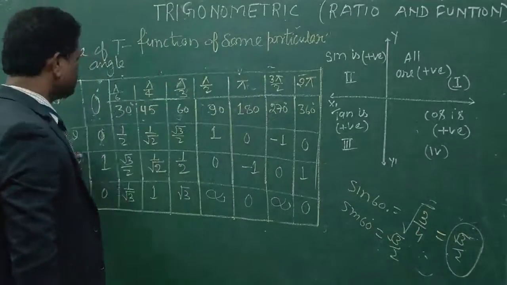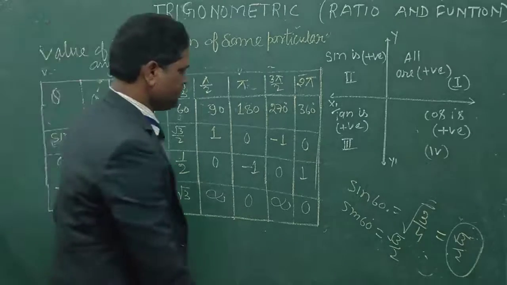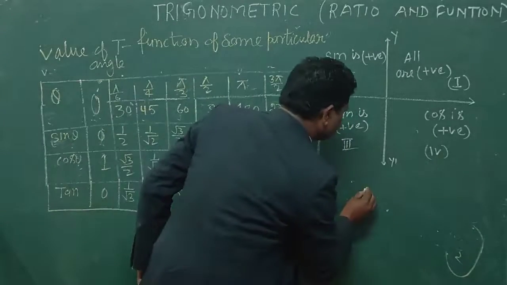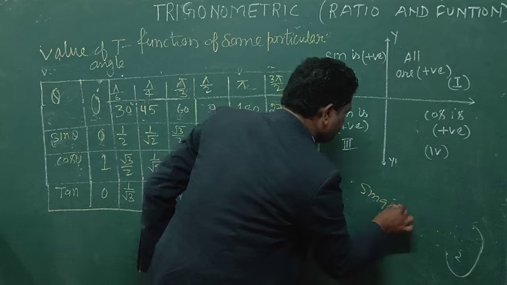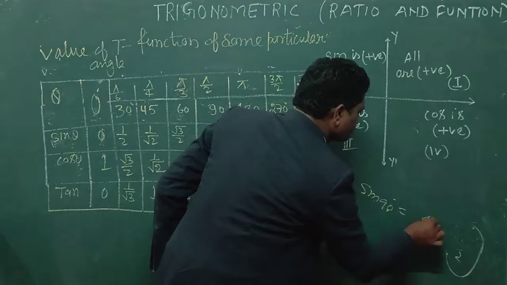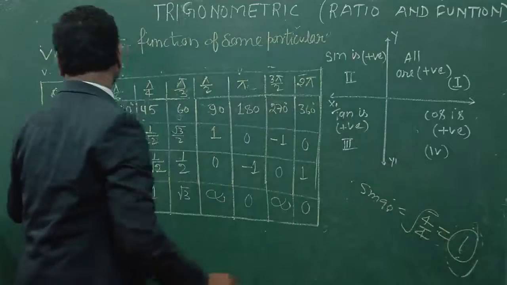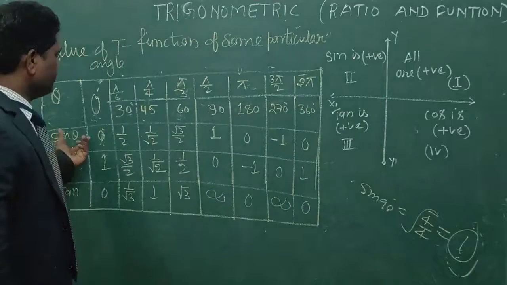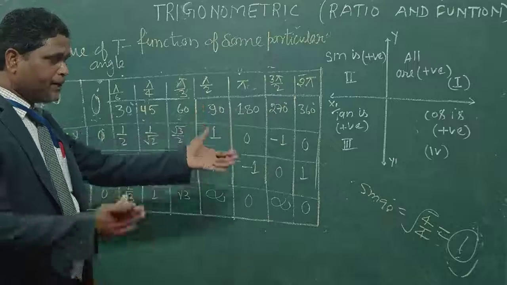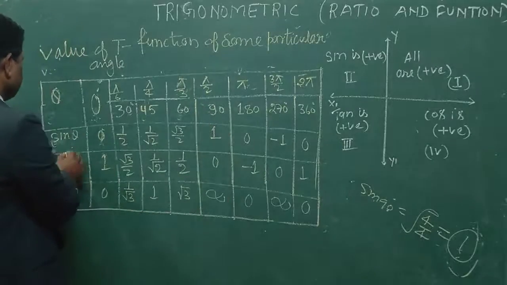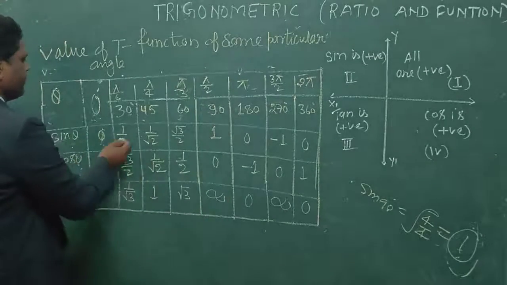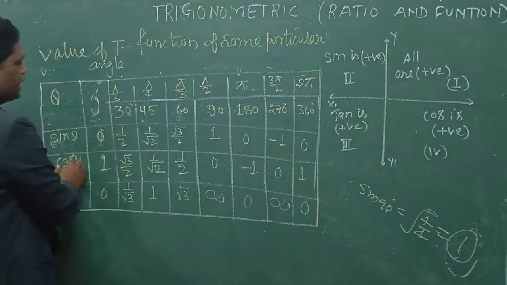After that, sin 90 degree. Sin 90 degree means root 4 by 4, which means 1. So sin 90 degree we get 1. After the reversal, cos 0 degree value is 1.